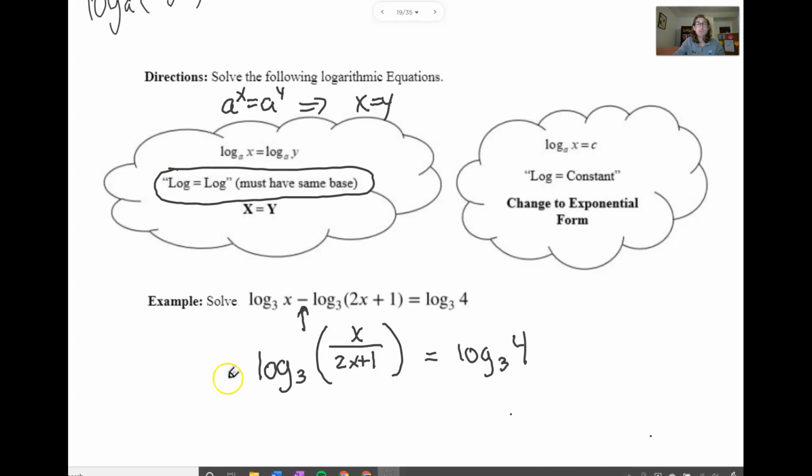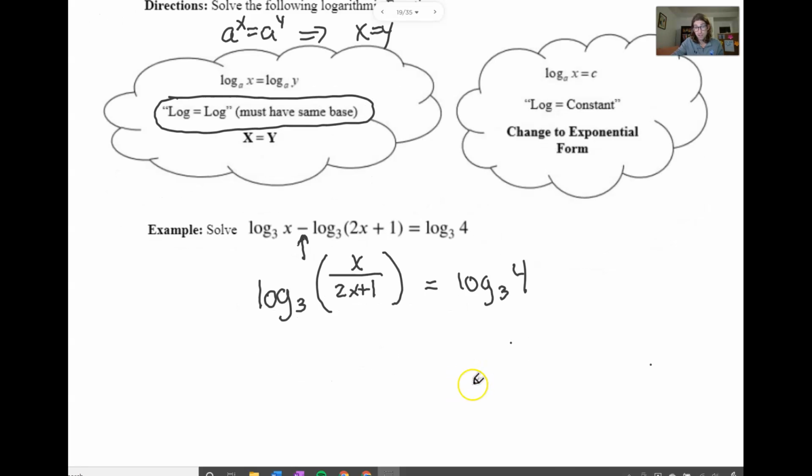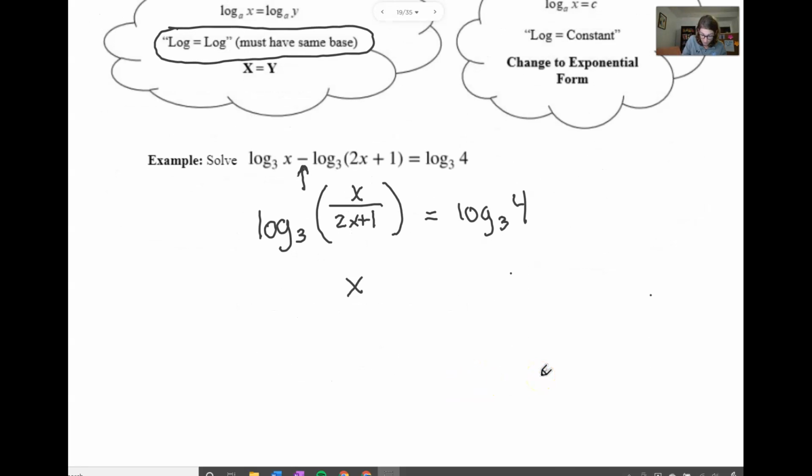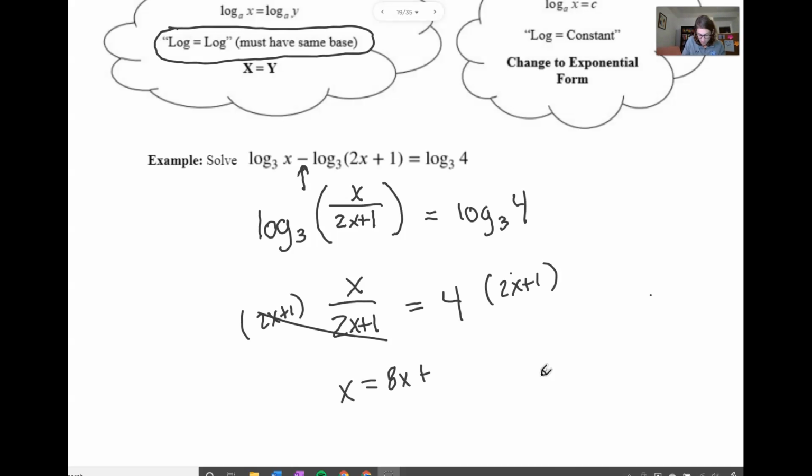And just like with exponential equations, when you have this log base 3 and log base 3, when that matches, we know the insides have to match as well. So we know that x over 2x plus 1 has to equal 4. We multiply by the denominator to cancel that. Don't forget to distribute. x equals 8x plus 4. Negative 7x equals 4, and x equals negative 4/7.